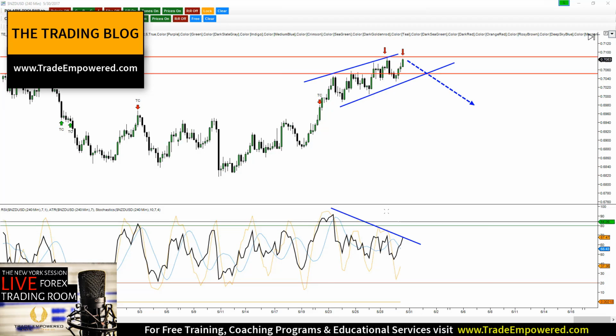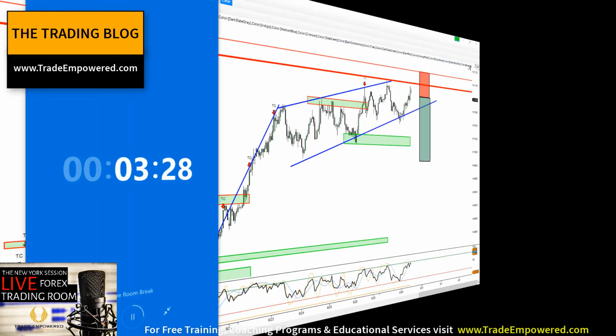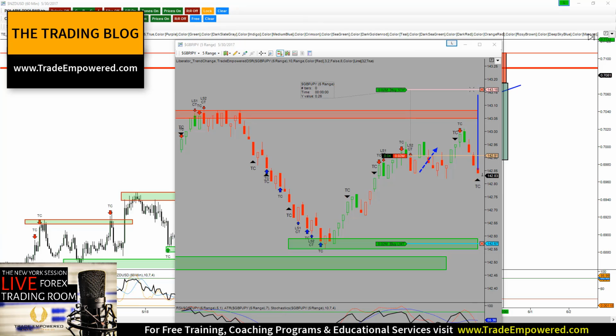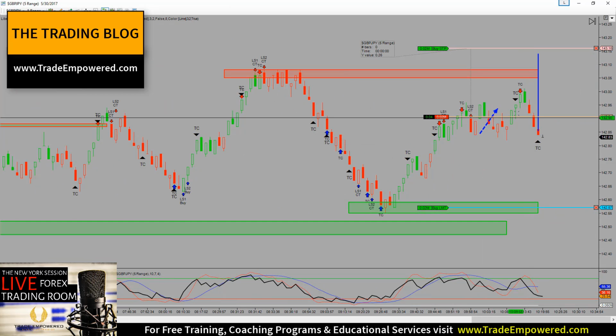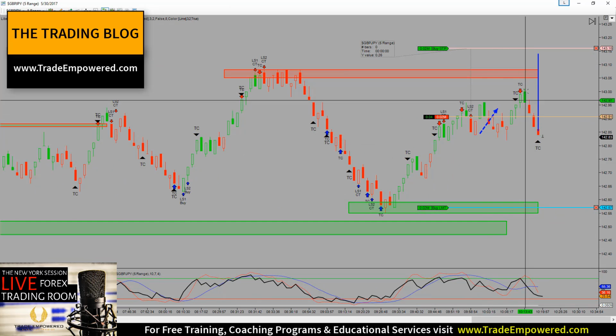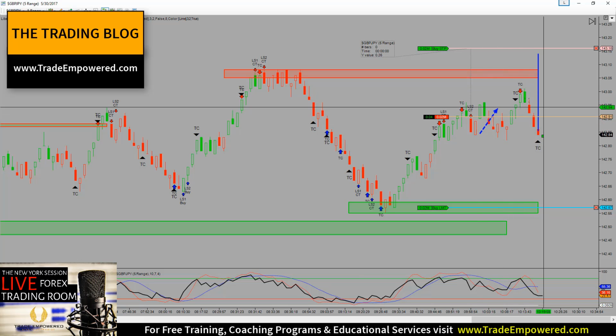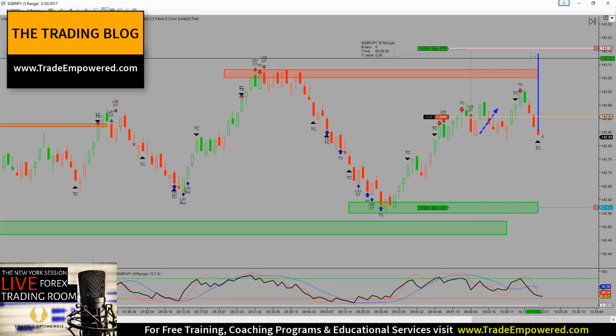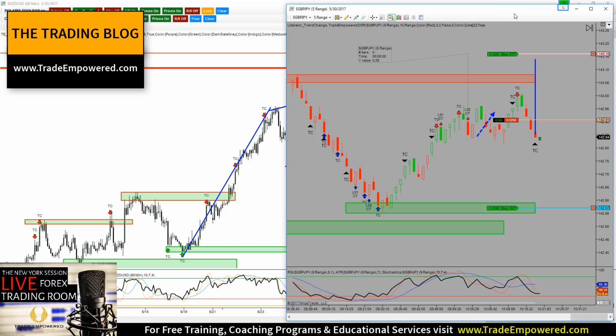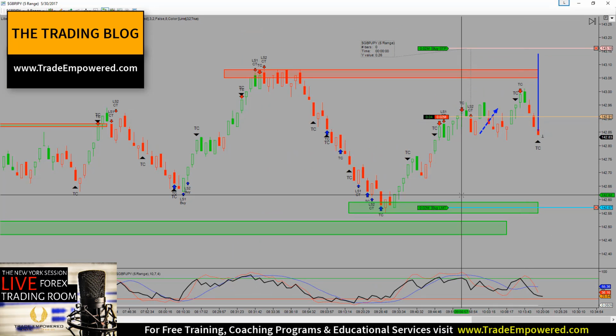All right, so we have divergence here on the 240 chart. Still rolling over here. You can see we tried to do a little fake out here. Hopefully the market tried to get rid of some orders up here, and we'll see a move down. But right now, that's the only trade I'm in so far today.